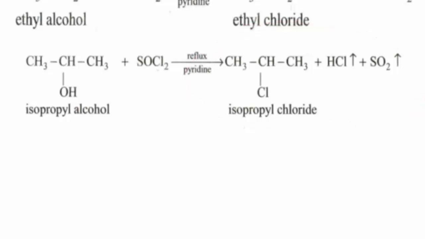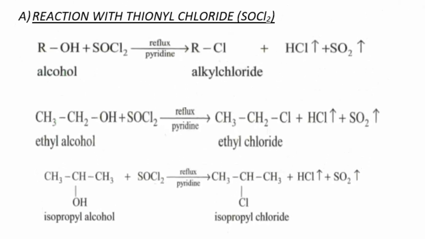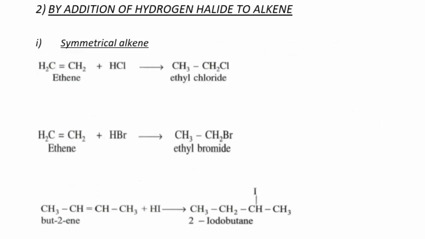Now, an important question based on this method is, which is the best method for the preparation of alkyl chloride? So, the answer is by using thionyl chloride. The reason behind that is, in this method of preparation, the side products obtained are in the gaseous state. So, no extra effort is needed to remove the side products. Hence, it is the best method for preparation of alkyl chloride.